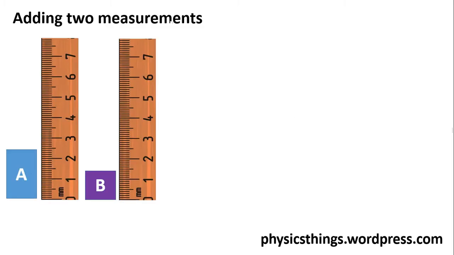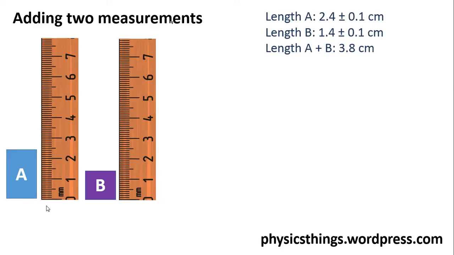So let's take, for example, stacking two objects on top of each other and working out what the height of those objects will be. Now, if I measure length A to be about 2.4 and length B to be about 1.4 centimetres, obviously we're using a ruler here that has a precision of 0.1 centimetres, 1 millimetre, then by combining the two together, I will get an overall length of 3.8 centimetres. But what is that combined error going to be? What is my absolute uncertainty for my length going to be?